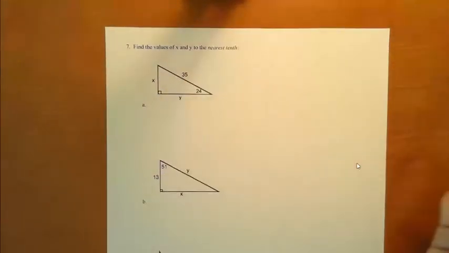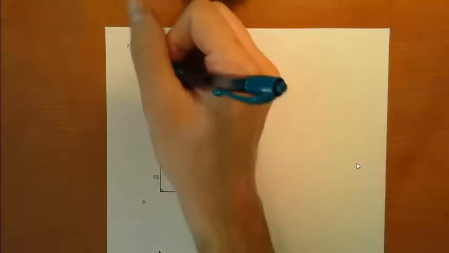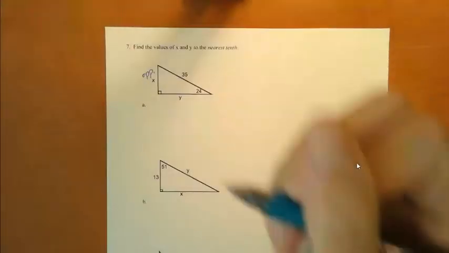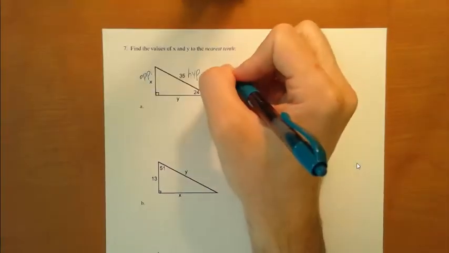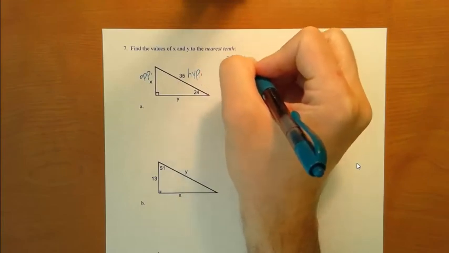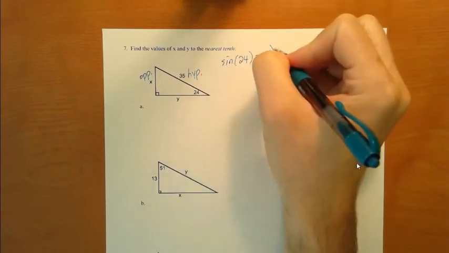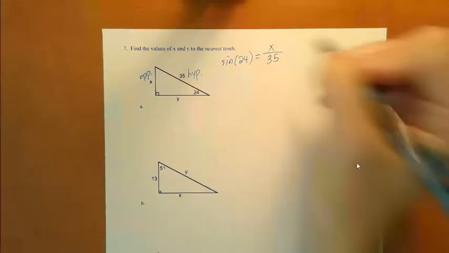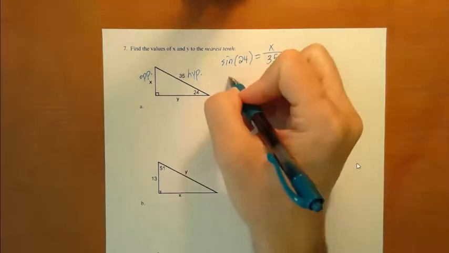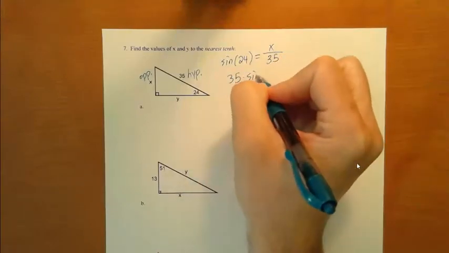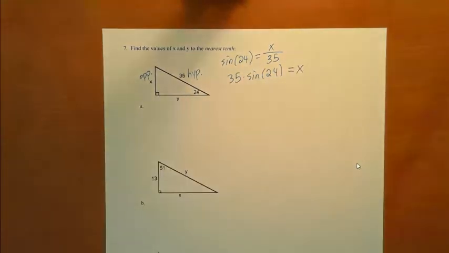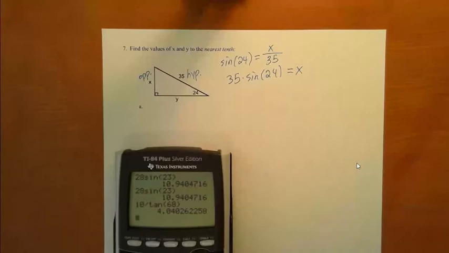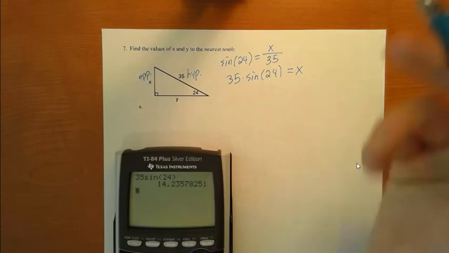So now I have a 24-degree angle. And so the first thing I could think about would be, well, x is the opposite side, and 35 is the hypotenuse. So I could do sine as my first part. Sine of 24 is going to be equal to x over 35. And then multiply by 35 on both sides would give me 35 sine of 24 is equal to x. And then I would put that into my calculator to find my x value. 35 sine of 24 degrees is 14.2.